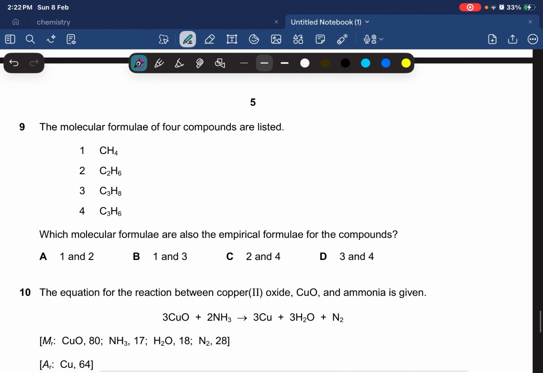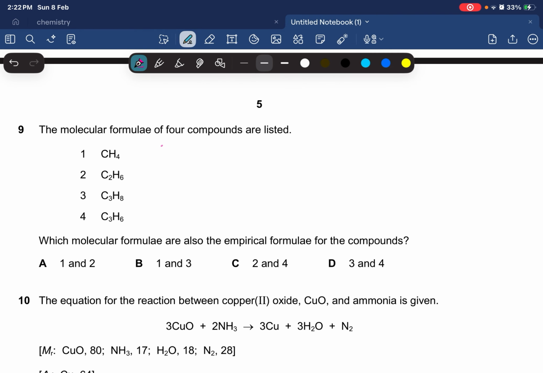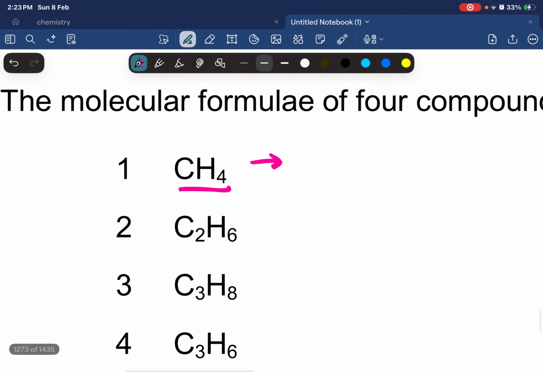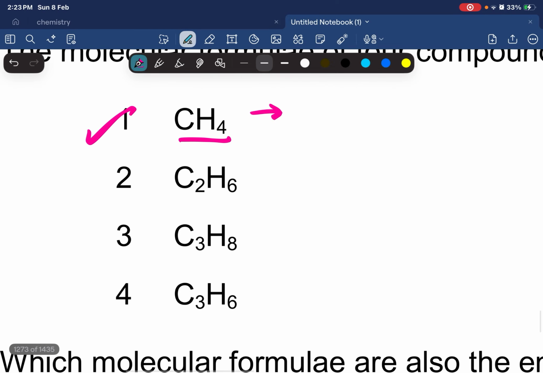Piece of cake. The molecular formulae of 4 compounds are listed. The molecular formulae are also the empirical formulae. Which molecular formulas are also empirical formulas? Look at this formula. It cannot be further broken down. There's no number by which you can divide 1 and 4. This C2H6 can be further simplified: 2 times 1 and 2 times 3, so it can become CH3. This cannot be further simplified.